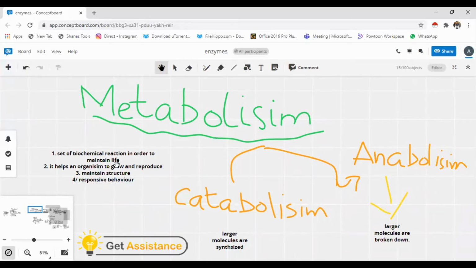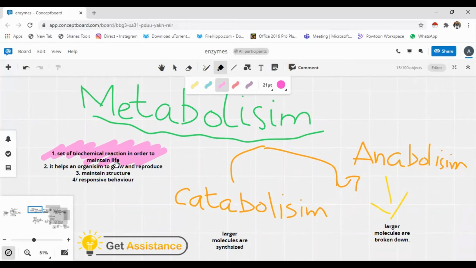Usually they digest, or usually they kind of react to some things differently as compared to normal people. So basically, I'm talking about metabolism. Metabolism is basically a set of biochemical reactions in order to maintain life.